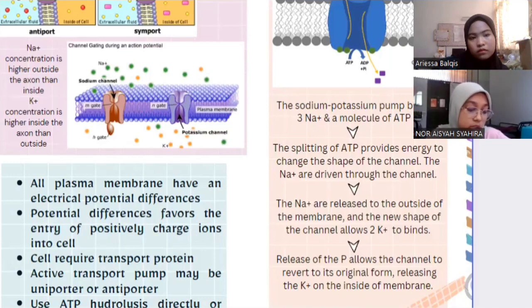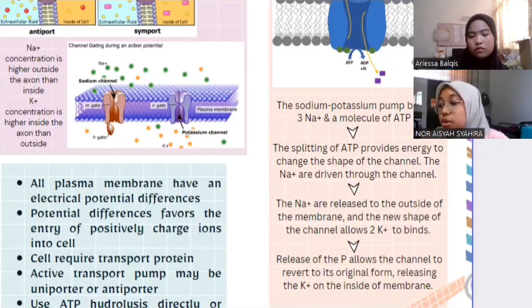For uniporter, the solute moves straight. But for symporter, the solute and ion, a coupled ion, will also move straight, but the two of them will move together. And for antiporter, the solute and ion will not move the same way, but against each other.